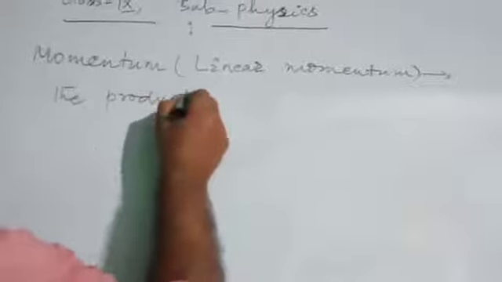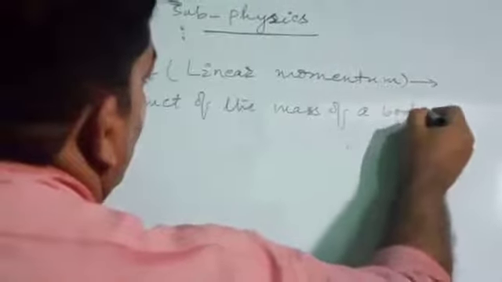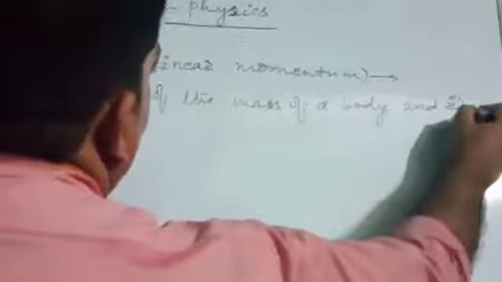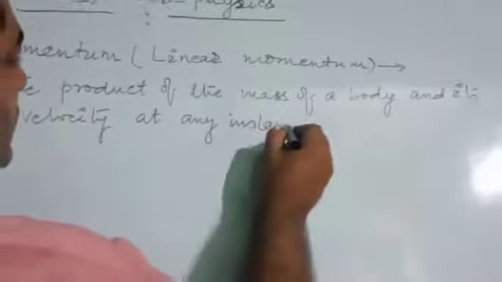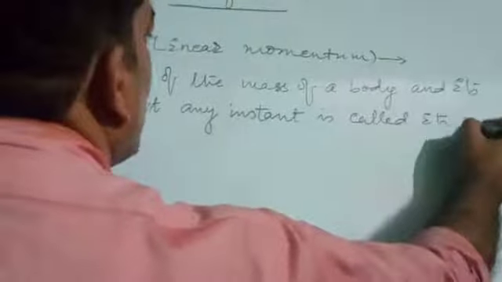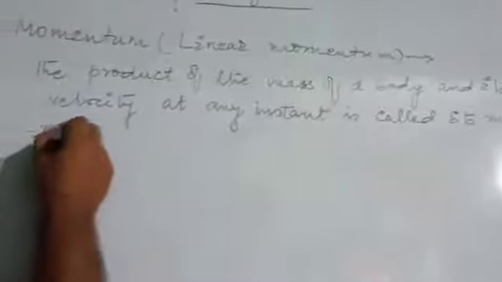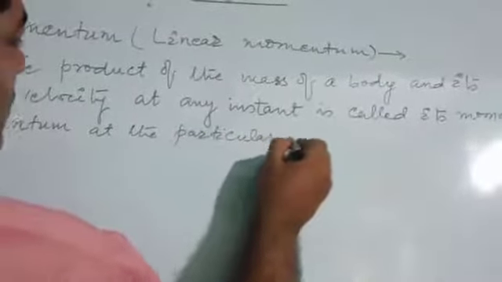First of all, we are going to define momentum. What is momentum? The product of the mass of a body and its velocity at any instant is called its momentum at the particular instant.